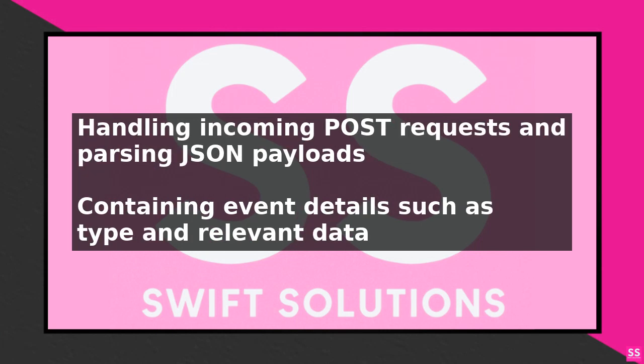To decode the webhook, you need to handle the incoming POST request and parse the JSON payload. The payload will contain information such as the event type, the object that triggered the event, and any relevant data associated with the event. The event types can include bill created, bill paid, invoice sent, and payment failed, among others.